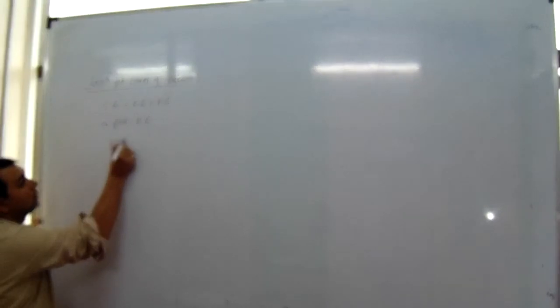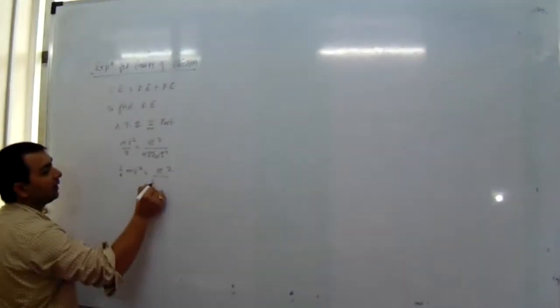So, according to Bohr's first postulate, what is Bohr's first postulate? mv² upon r is equal to e² upon 4πε₀r². Now this r will get cancelled and we multiply on both sides by half, and therefore we can say that this ½mv² is equal to e² upon 8πε₀r. One r we have already cancelled.